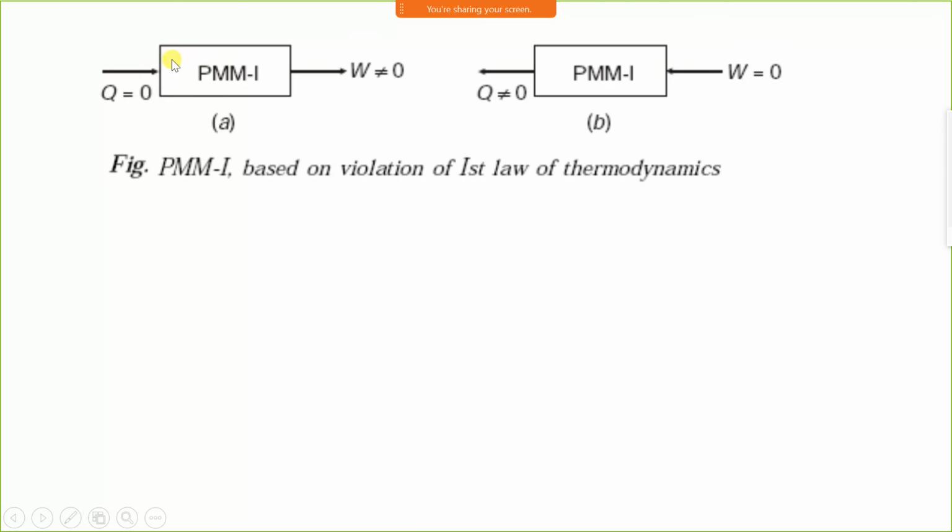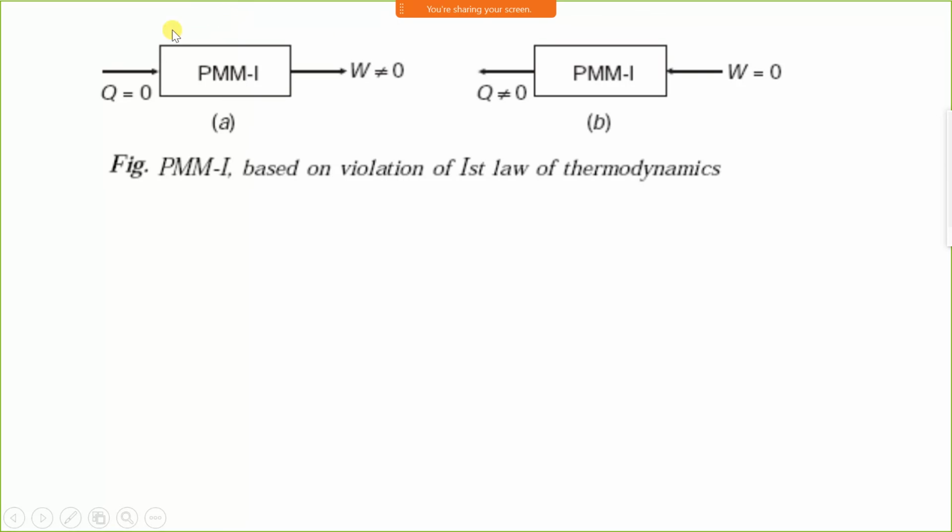This is perpetual motion machine 1. Consider diagram 1 of PMM 1. Perpetual motion machine 1 is a machine which violates the first law of thermodynamics. First law of thermodynamics says when we supply the heat, it gives the work done. And perpetual motion machine 1 is the machine which can give work continuously without absorbing any heat. Look here. Heat transfer is 0. Even though the heat transfer is 0, it is giving some work done. Work done is not equal to 0, means work done is positive. It is giving some work done without absorbing energy. Without absorbing energy, the machine is working continuously.